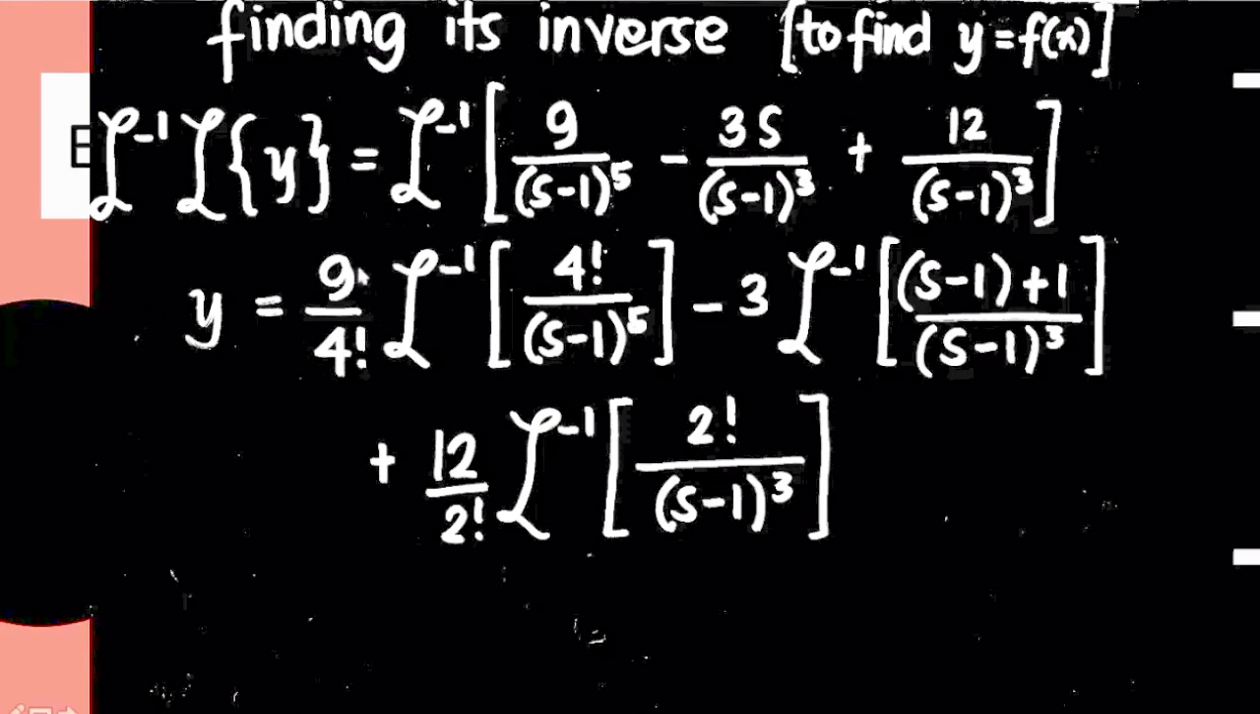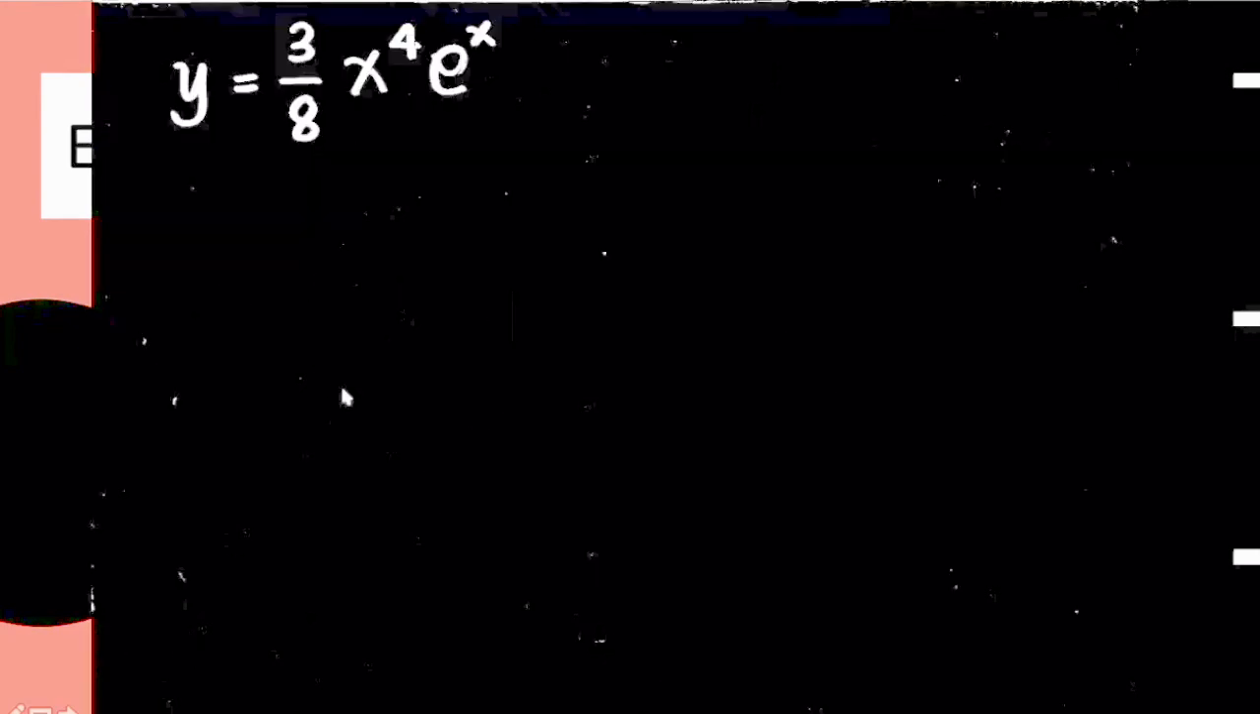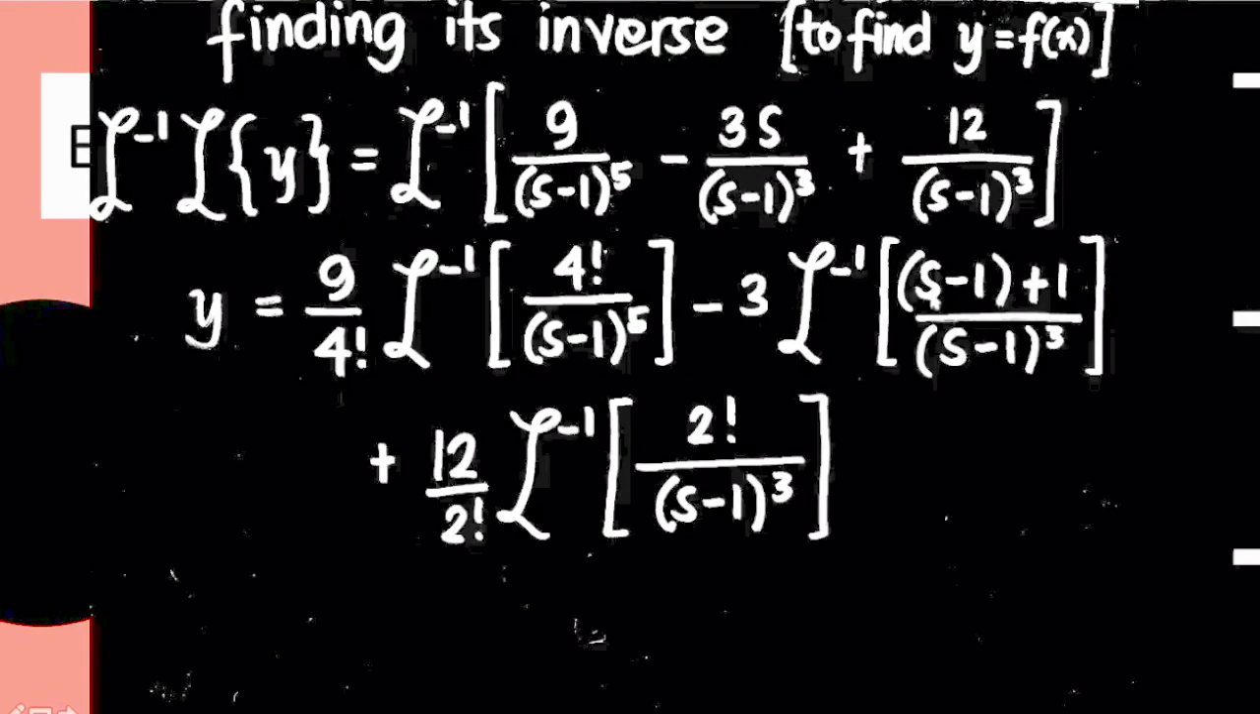Simplify natin, ano yung common sa kanila? 3. 9 divided by 3 is 3. 24 divided by 3 is 8. That's why we have 3 over 8 x raised to 4 times e raised to x. That's our first term. Yung second term natin is this one.